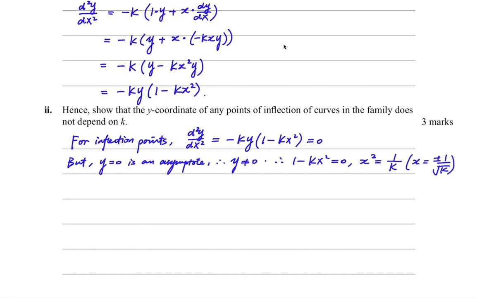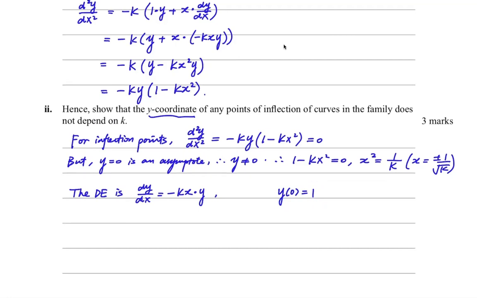Now I want to use the x values to obtain the y values, but do we have the function? Not yet. Probably we look at the differential equation. The differential equation is dy dx equals minus kx times y. Y of 0 equals 1. That's the initial condition. Subject to y of 0 equals 1.